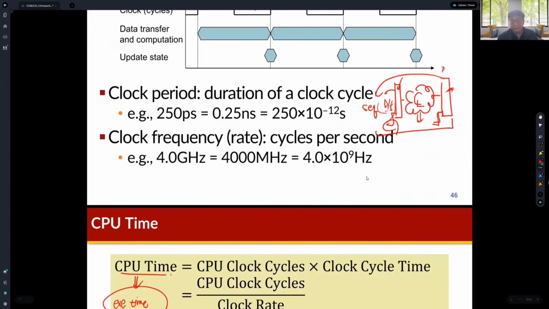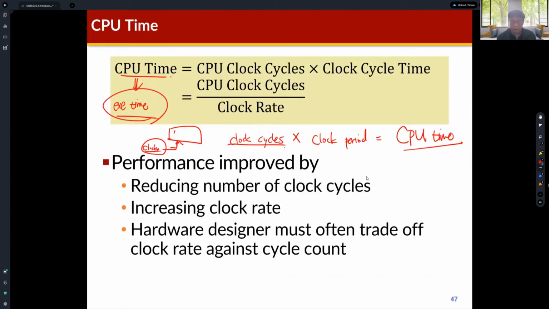So you can easily calculate the CPU time as the number of clock cycles multiplied by clock period. And then clock period is 1 over clock rate or frequency. Okay, so actually CPU time is the number of CPU clock cycles divided by clock rate. It's very easy. It's obvious actually.